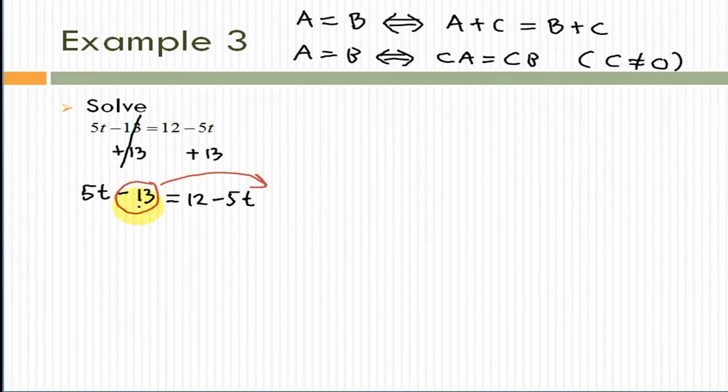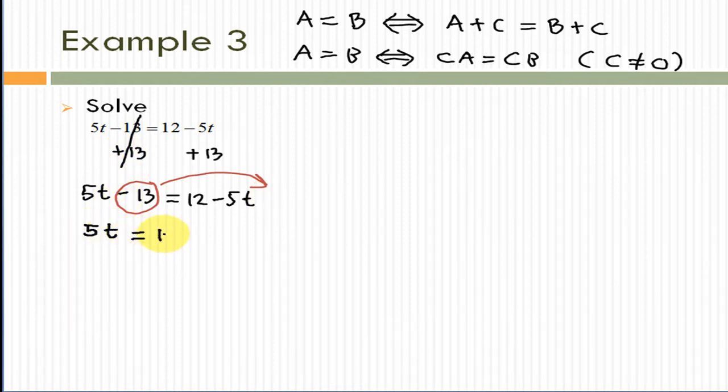This number, or in other words, we want to move this to the other side. If we move it to the other side, then the sign of this number will change. Before it was negative 13. If we move it to the other side, it becomes plus 13. So let us rewrite our new equation.